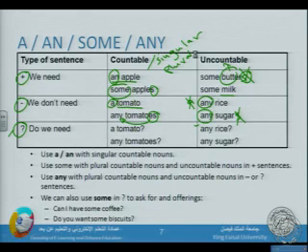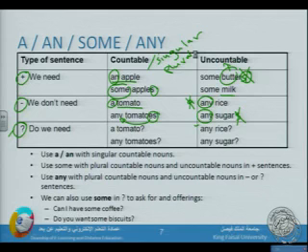So use a and an with singular countable nouns. And remember, use some with plural countable nouns and uncountable nouns in sentences. Also, you have to remember that use any with plural countable nouns and uncountable nouns in questions or negative sentences.